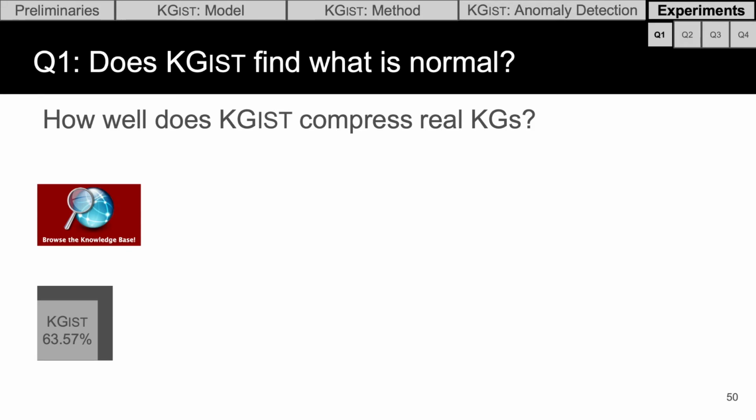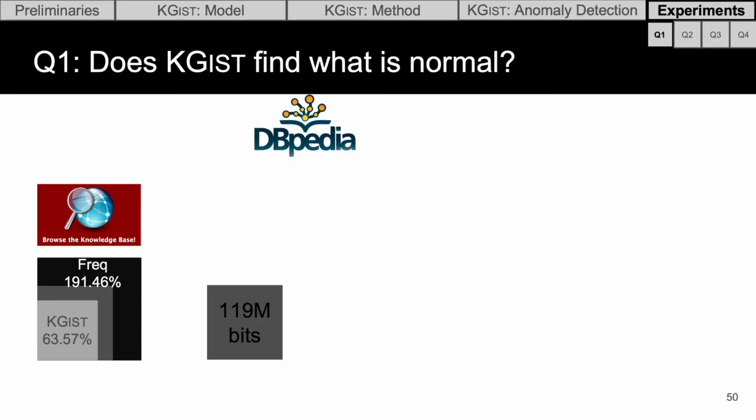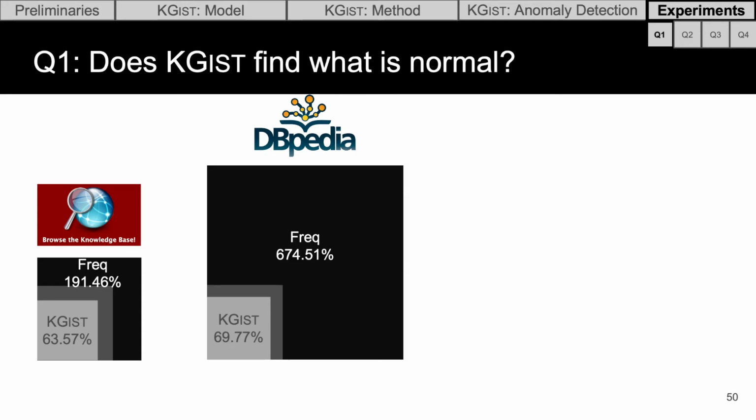But it's hard to tell whether that's a good number or not, so we compared to a baseline, which instead of using the minimum description length principle to select a model, instead just selects the rules that apply most frequently or have the highest support. It actually leads to an increase in number of bits in the description length. On DBpedia, it requires 119 million bits to describe with no model, and KGist compresses this down to 69.77% of those bits. In contrast, again, the baseline requires multiple times more bits.